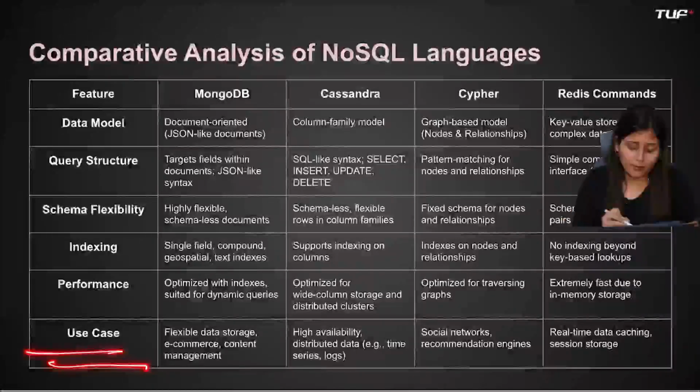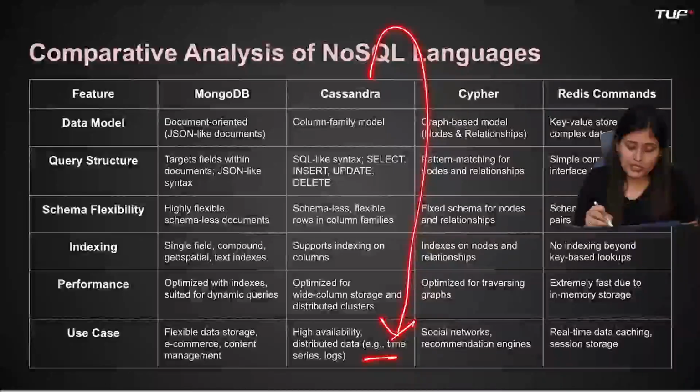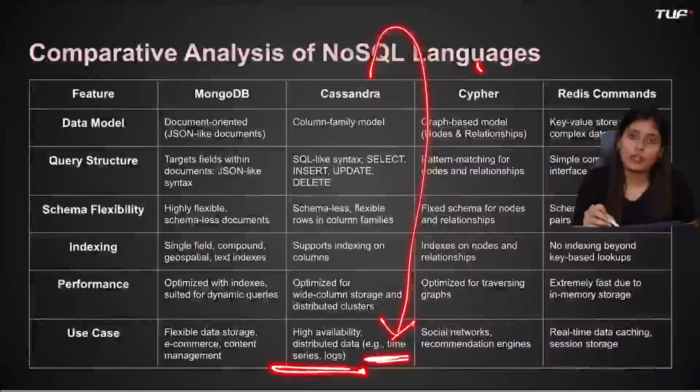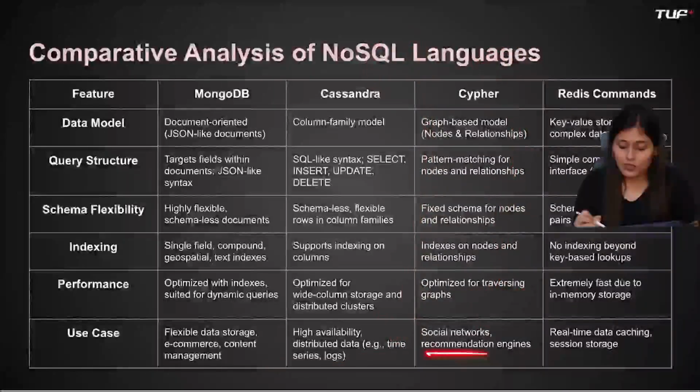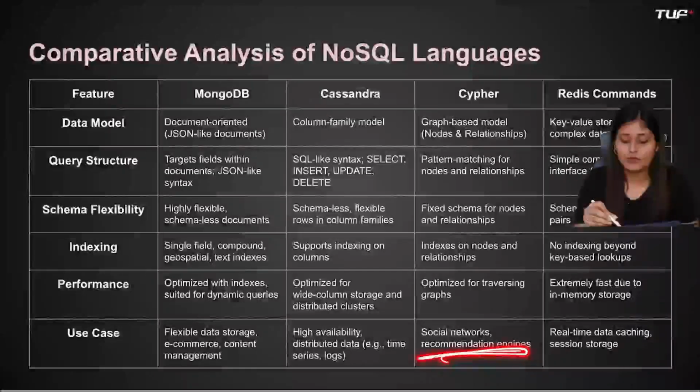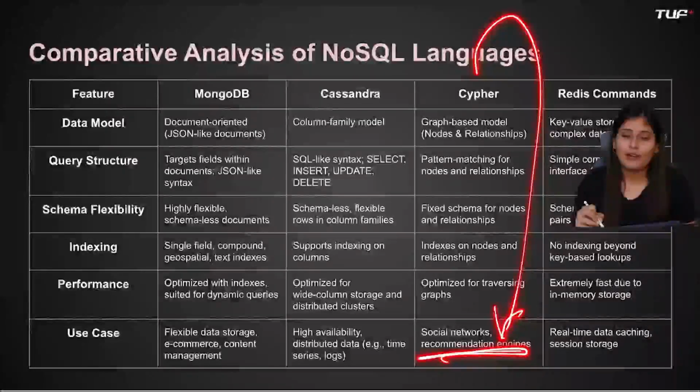Use cases: in e-commerce and content management, we use MongoDB. Cassandra is for high availability, especially because of the distributed data systems. So even if some failure happens, our other servers are there too for the data retrievals. In Cypher, we use it for social networks and recommendation systems. That is why graph is used, for nearest friends, following list and all those things. It stores the data in a graph and gives you the result on that basis.